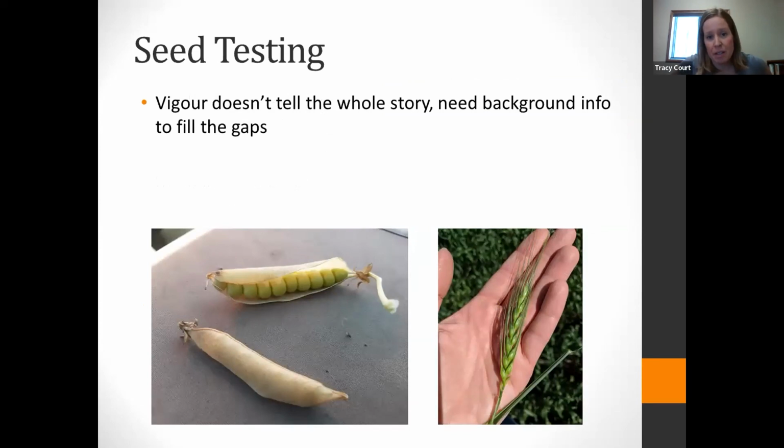Once again, Vigour doesn't tell the whole story. We need to know the background information, and as a seed grower, you have that information. You know how it was grown in the field. Was there disease? Was there frost? Mechanical issues, things like that. So really, you've got to combine the germ and Vigour test results with your background knowledge of the seed lot and how it has been handled and what it's experienced up until this point.